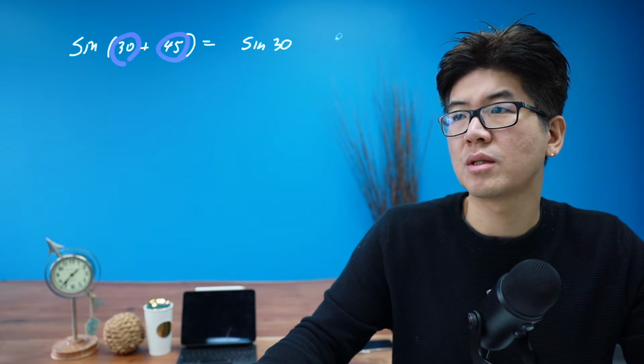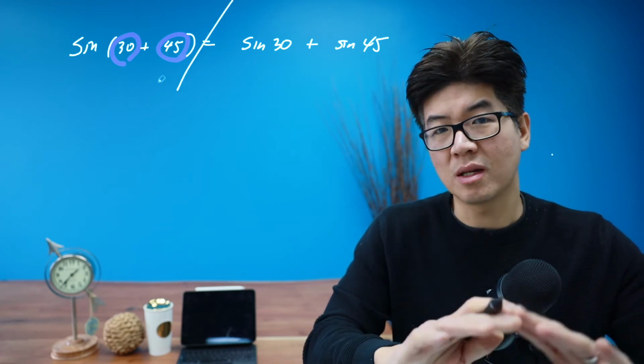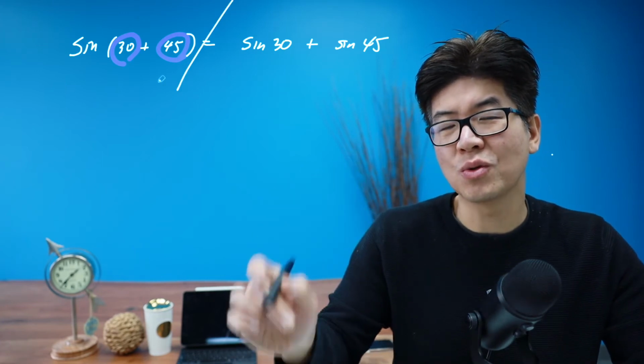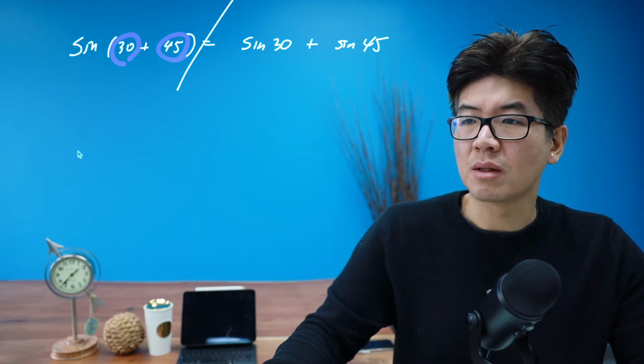So we are familiar with the distribution property. A lot of students, when they see this, even though we go through the lesson, without too much practice, will do this: this is equal to sine of 30, sine of 45. This is absolutely not true. Don't use this in this section. Be very careful.